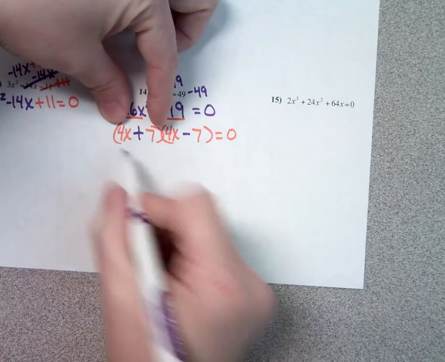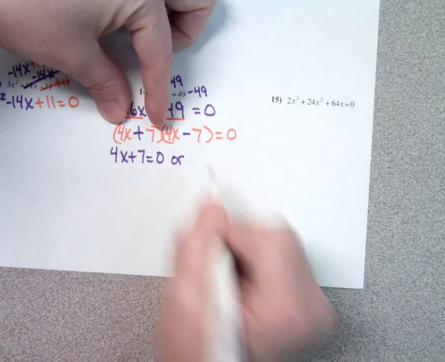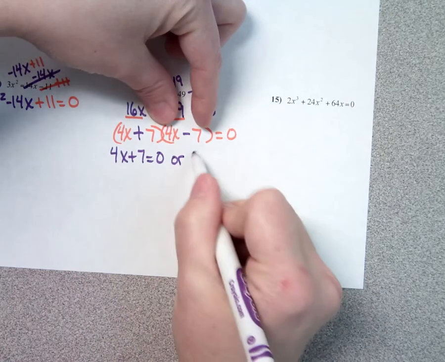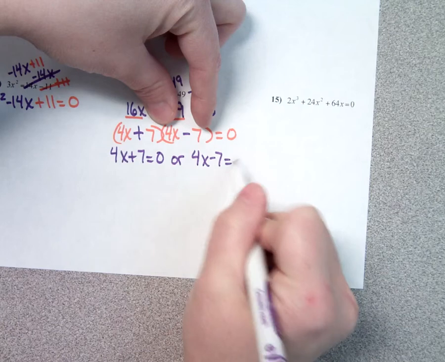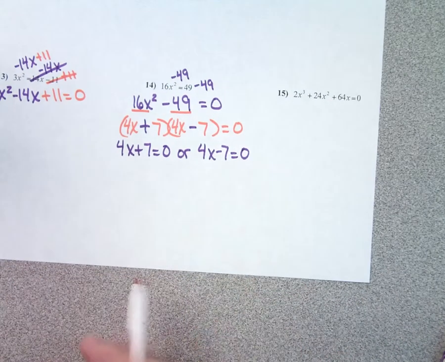So I'm going to take my first factor, 4x plus 7, set that equal to 0. Then I'm going to take my second factor, 4x minus 7, and set that equal to 0. And then I'm going to solve these two equations. Why don't you take a second and see if you can solve these two equations, and we'll see what you get.